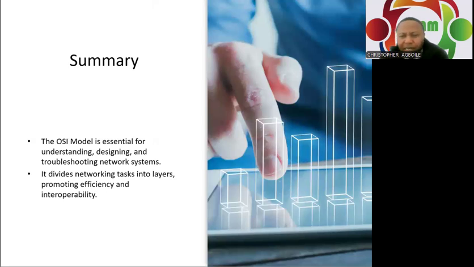Then you talk about standardization. This enables interoperability between devices from different vendors or manufacturers. How about efficiency? It optimizes communication protocols and enhances security. In these modular compartments, you can be talking about individual or specific security for them.